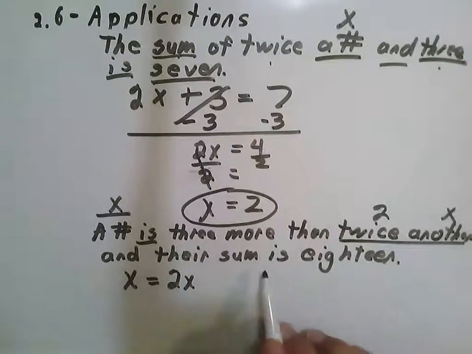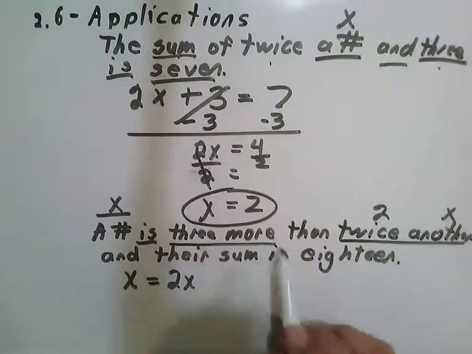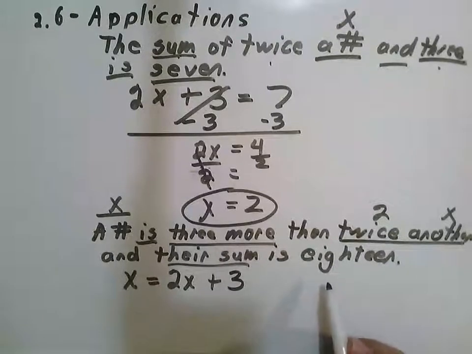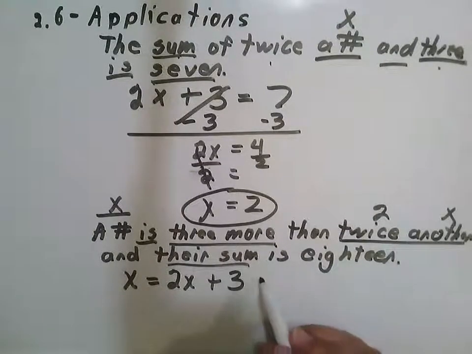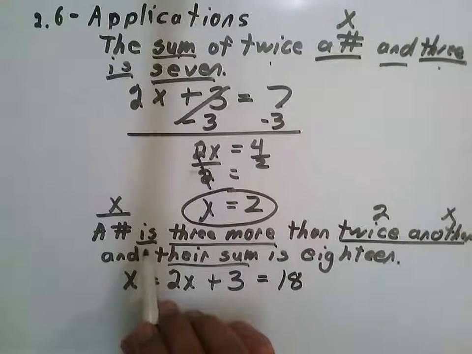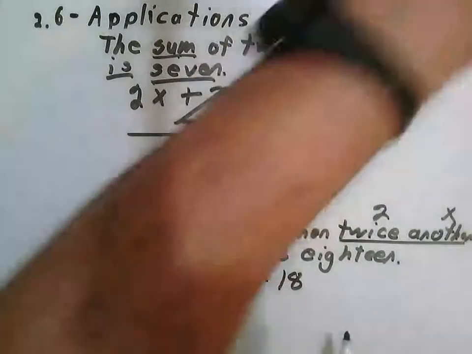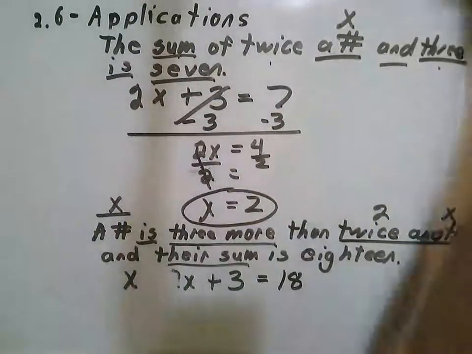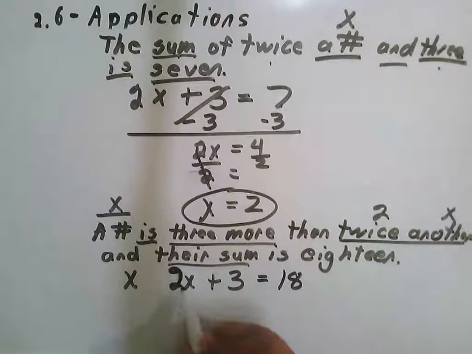And then it says their sum, 3 more. Remember, their sum is telling you that's going to be added. 3 more than that is my 3. And it tells you all of that is equal to 18. Now notice that I've got 2 equal signs here, so I need to address that. That's not really where my equal sign is, because I can't solve an equation if I have 2 equal signs.